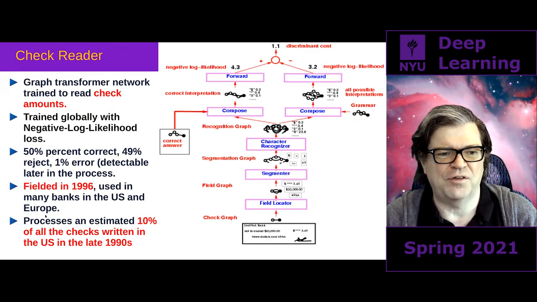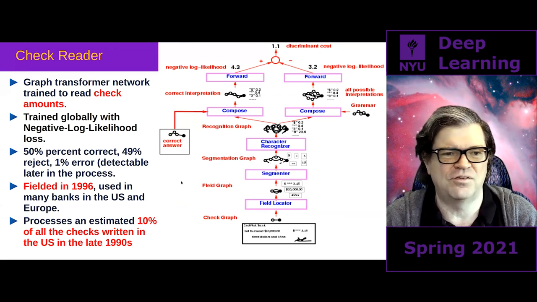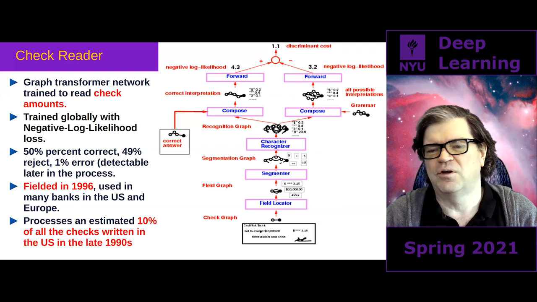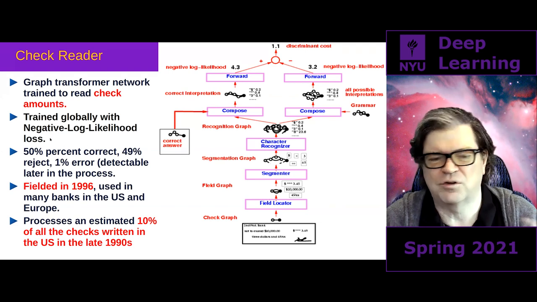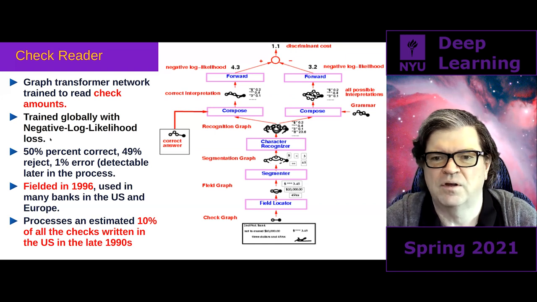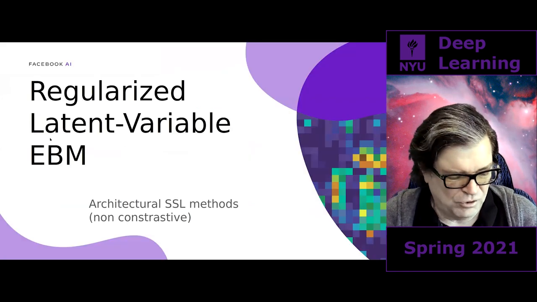So you can put this all together into a giant system, and you can recognize checks. And this was done in the late 90s, and it worked really well. This was probably the first kind of large scale application of convolutional nets for practical commercial applications. Okay, and that will be for another time.